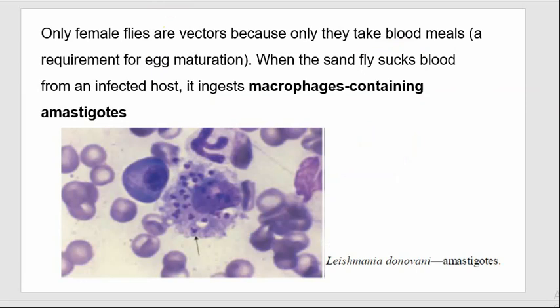Only female flies are vector because only they take blood meals, a requirement for the egg maturation. When the sandfly sucks blood from an infected host, it ingests macrophage containing amastigote stage, and this figure representative of the Leishmania donovani, the amastigote stage.